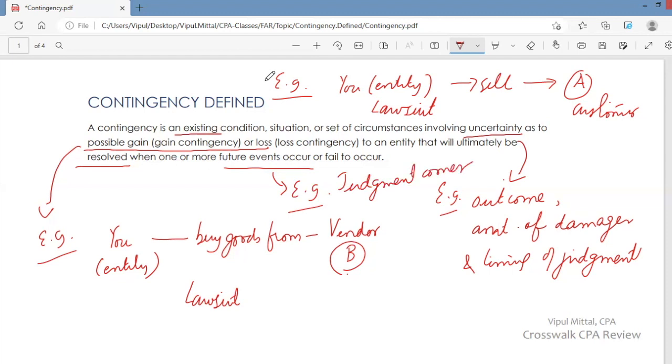The definition of contingency largely revolves around uncertainty. So a contingency involves uncertainty, uncertainty regarding possible gain or loss, uncertainty that will ultimately be resolved. And this uncertainty will be resolved when one or more future events occur or fail to occur. Now, this contingency may be a gain contingency or a loss contingency. And I have explained gain contingency and loss contingency in another video.